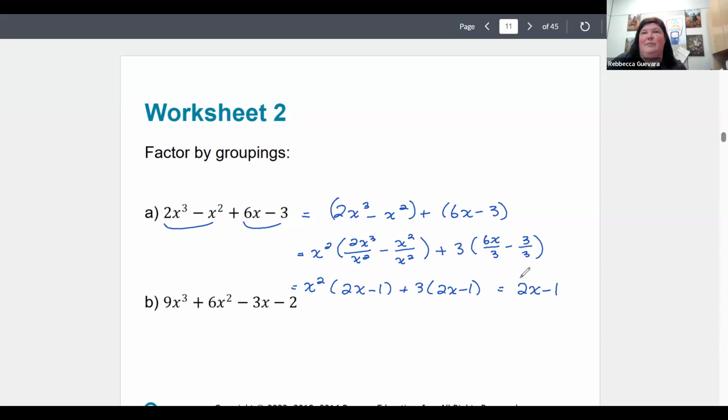So both terms have a 2x minus 1. It has to be the same binomial. If it isn't, it's not going to work. And then what's left behind is x squared plus the 3. Like I said, it's distributed back through. We'd have x squared times 2x minus 1, and we would have plus 3 times 2x minus 1.